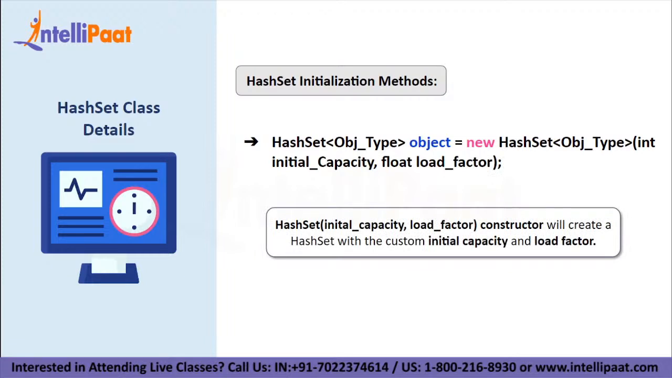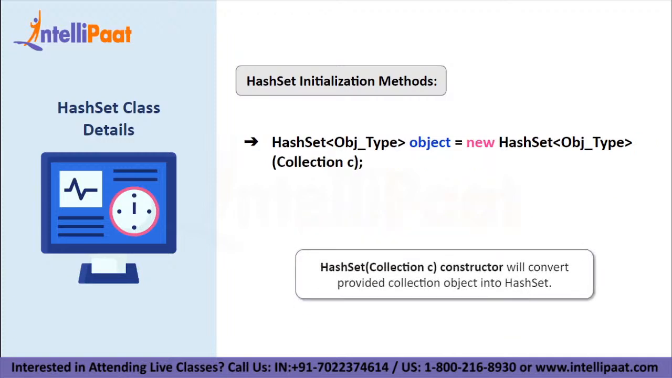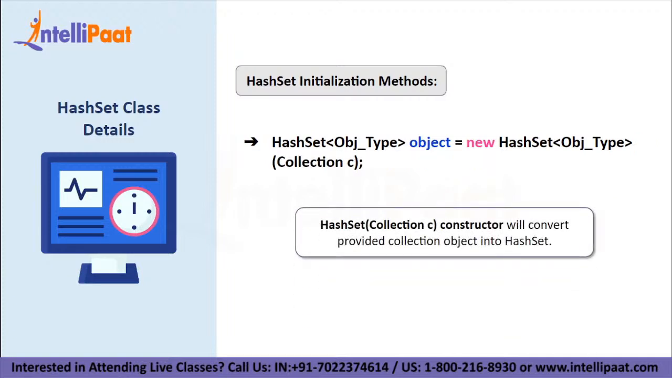The syntax for this goes like: HashSet<object type> object name = new HashSet<object type>(initialCapacity, loadFactor). With this constructor, we provide a custom size and load factor to the hash set object at the time of its construction. The final constructor is used to convert any other collection into a hash set object. The syntax for this final constructor is HashSet<object type> object name = new HashSet<object type>(C), where inside the brackets goes the collection C that you want to enter into the hash set.